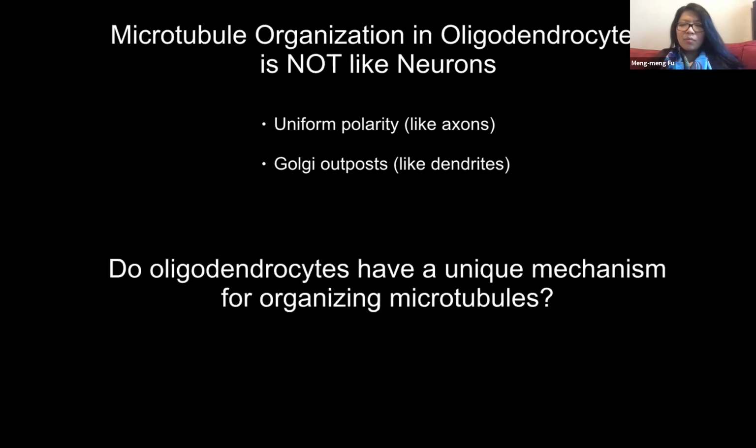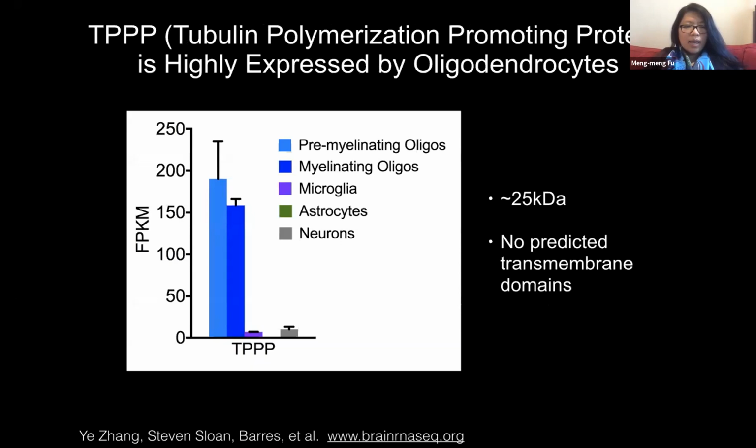And so to look at what proteins could contribute to this, I was aided by an RNA-seq database from the Barres Lab, from Ye Zhang and Stephen Sloan. And I looked through that list to identify MAPs, or microtubule-associated proteins, that are, one, highly and, two, specifically expressed in oligodendrocytes. And so one of the genes that I became interested in right away is called TPPP, or tubulin polymerization promoting protein. So TPPP is a small 25 kilodalton protein with no predicted transmembrane domains.